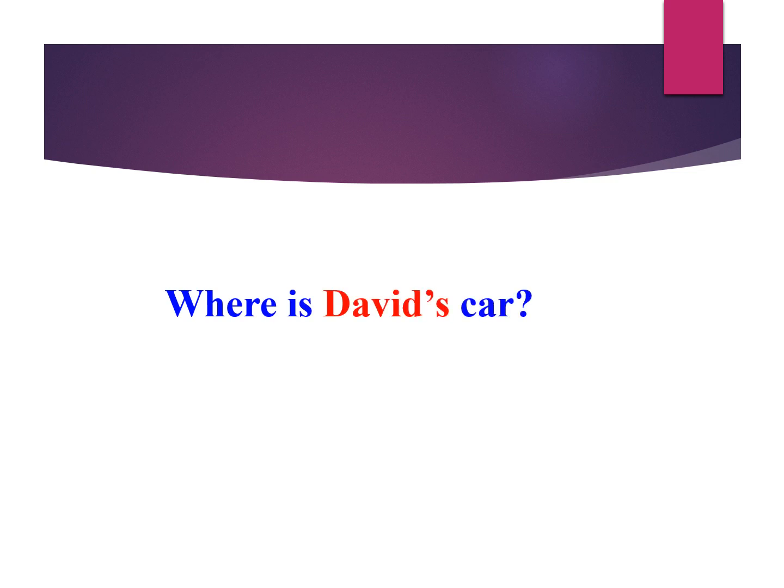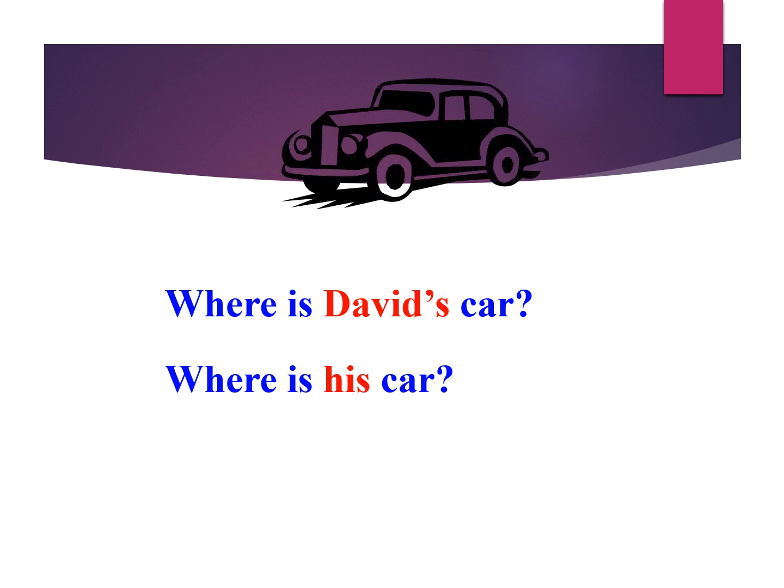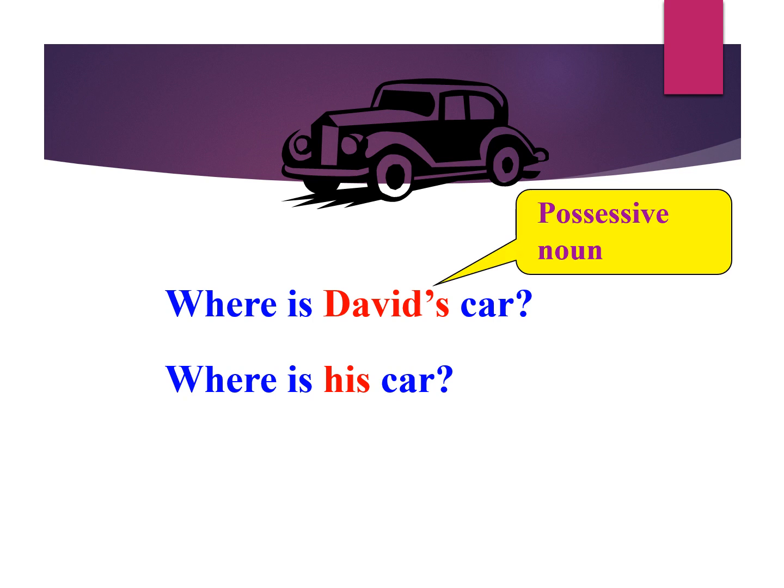For starters, here I have a question, and the question says, where is David's car? We could say pretty much the same thing in a different way, and we can say, where is his car? Okay, what is the difference between these two? The first one is called a possessive noun, in which we grab a noun, in this case a proper noun, add an apostrophe and an S to show that something belongs to someone. In this case, the car belongs to David. That is basically the meaning of it.